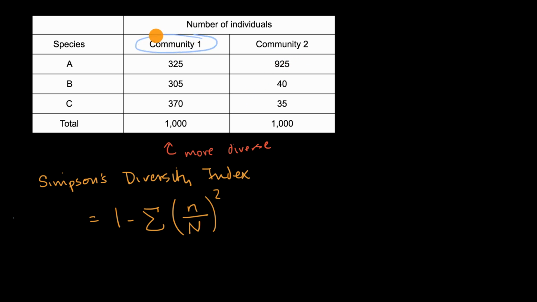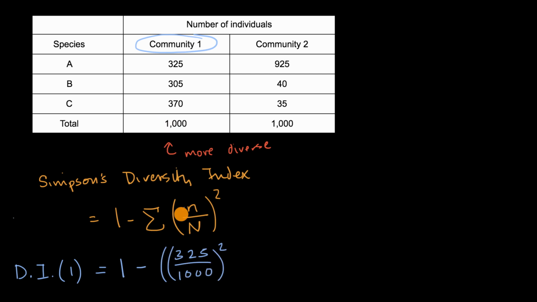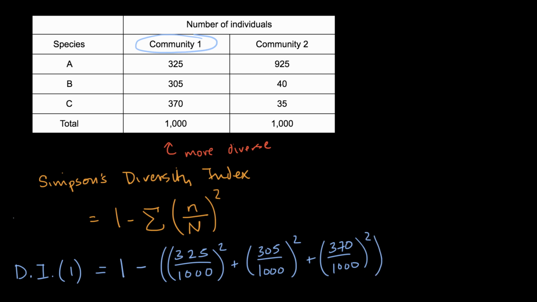So let's start with community 1. So I'll say diversity index for community 1, I'll just put that in parentheses, is going to be equal to 1 minus, so we have 325 over the total population over 1,000 squared. Remember, we're going to sum on each of these species, plus 305 over 1,000 squared, plus 370 over 1,000 squared. And I need to close my parentheses.